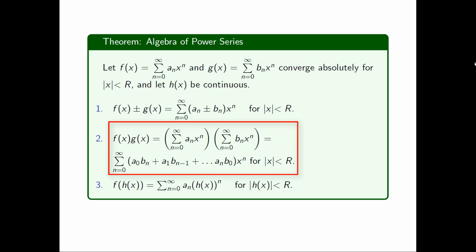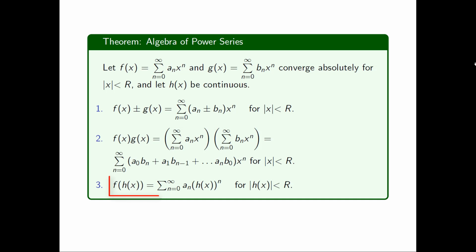Similarly, we can multiply here. This is slightly more complicated because, of course, you have to combine the terms, and we'll see an example of that in just a second. And then finally, we have f of h of x. We can actually plug in the h of x where we had the x, and again, we'll see an example of that in a minute. It'll be fairly clear.